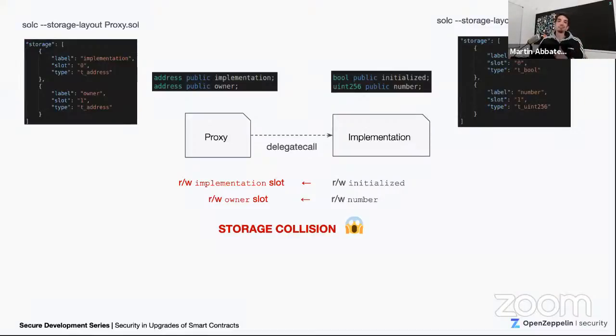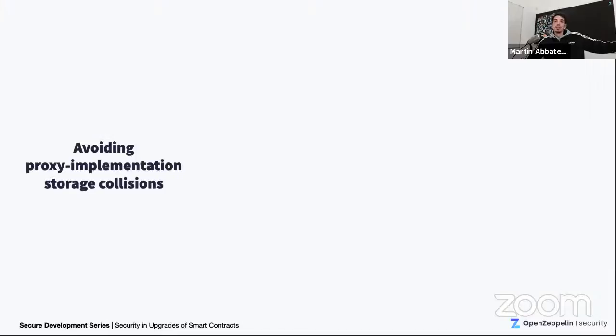So please bear in mind these kind of things, and remember, when you talk about upgradability, a storage layout should be like a very big warning in your head. So how do we avoid this kind of collisions, right? These collisions between this proxy and these implementations.